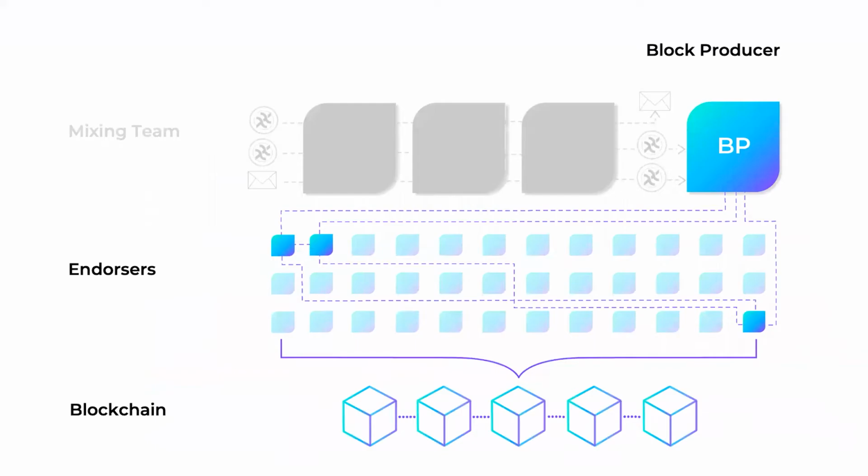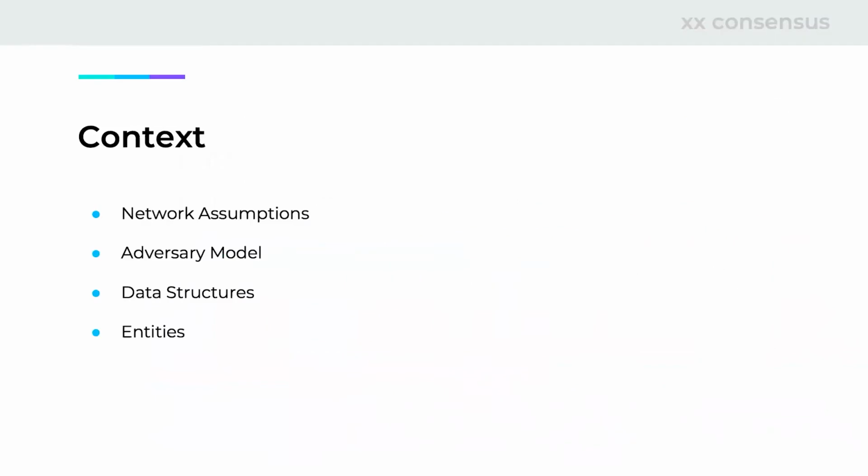So now I want to go a bit into the XX consensus. And we have talked about the block producer, the endorser sampling, the genesis block, and the actual blockchain. So I want to give even more context. I want to start with network assumptions, talk about the adversarial model, then just dive into some data structures and entities we have in our system.